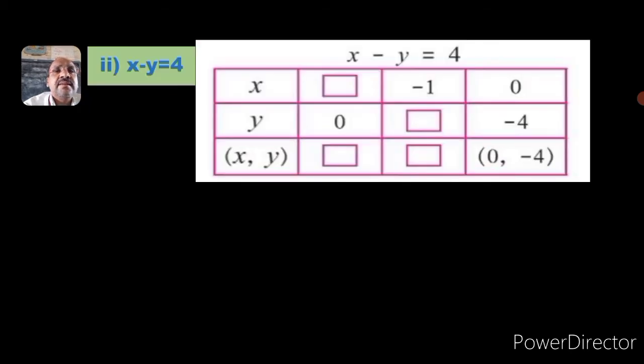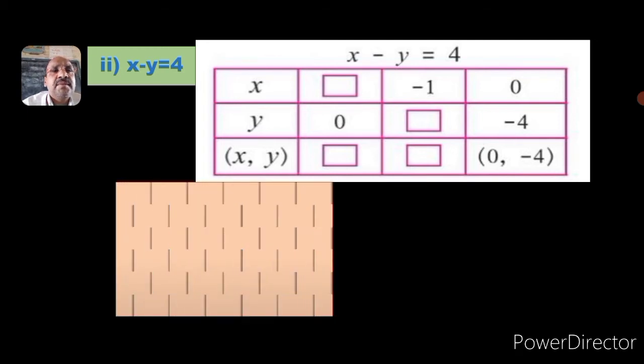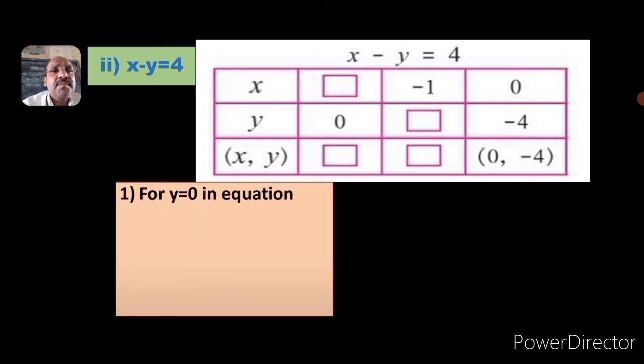Next, the second equation is x minus y is equal to 4, and here also we have been given blank boxes. For y is equal to 0 in the equation x minus y is equal to 4, when we put the value of y, then the equation becomes x minus 0 is equal to 4, that is x is equal to 4. Therefore the value of x is equal to 4.